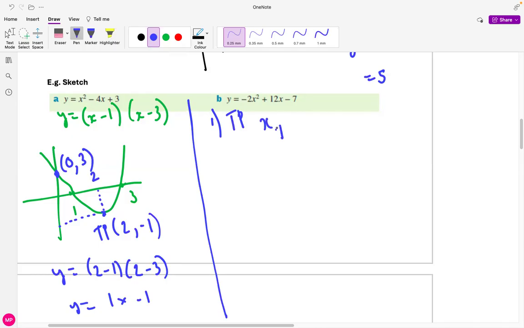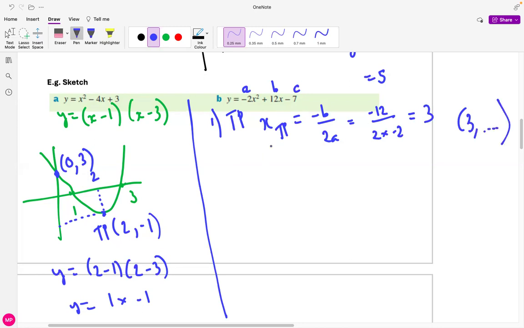So x_TP is negative b over 2a. And a is negative 2, b is 12, and c is negative 7. So negative b will be negative 12 over 2 times a, which is negative 2. So 2 times negative 2 is negative 4. Negative 12 divided by negative 4 is 3. So I know that my turning point is 3 comma something.